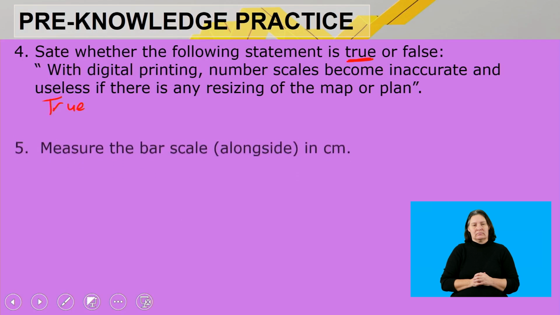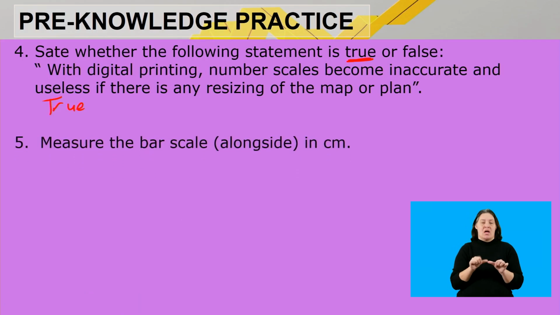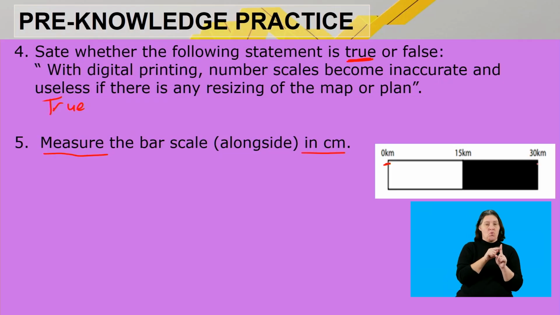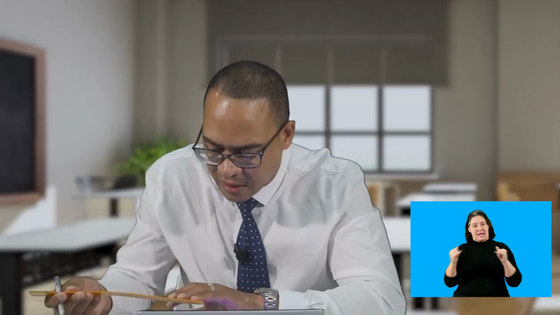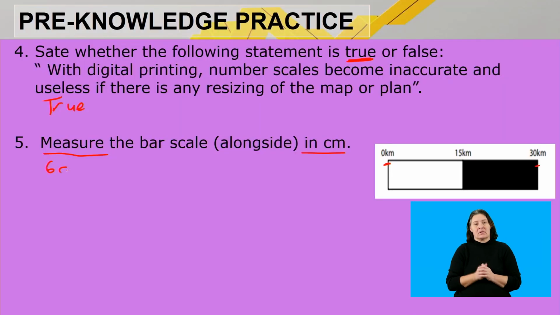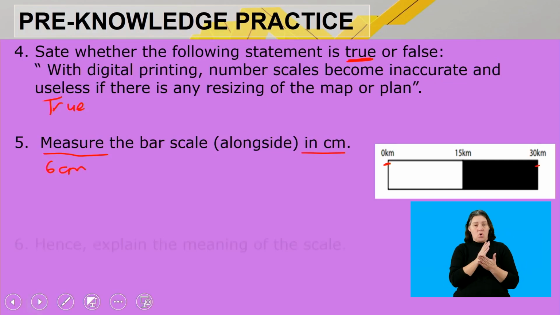Okay. Then we have question 5. It says measure the bar scale alongside in centimeters. Now remember I said measure, that's your instruction. And also important, it must be in centimeters. Remember, on our ruler we have two sides, it's either millimeters or centimeters. So in this case I'm very specific, it must be measured in centimeters. When we start measuring, put 0 here, and we will measure all the way up to that last line there, or point if you want to put it like that. So in my case, I've measured this to be equal to 6 centimeters. Okay, please make sure that you can use your ruler accurately.